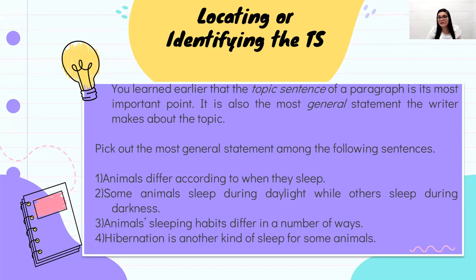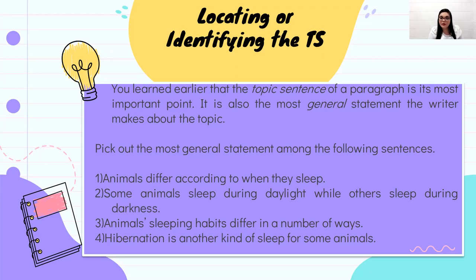Locating or identifying the topic sentence is something that you need to understand in order to find main ideas in paragraphs, to understand probably an article, and to start your very own writing pieces. You learned earlier that the topic sentence of a paragraph is its most important point. It is also the most general statement the writer makes about the topic that he is discussing. Pick out the most general statement among the following sentences. You have four possible choices.